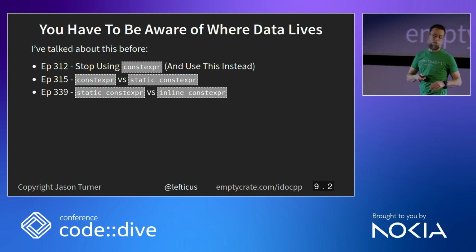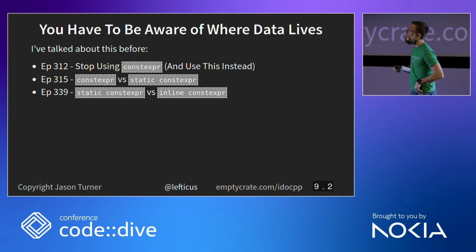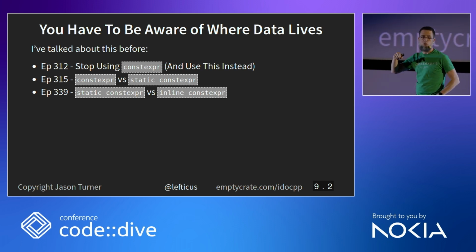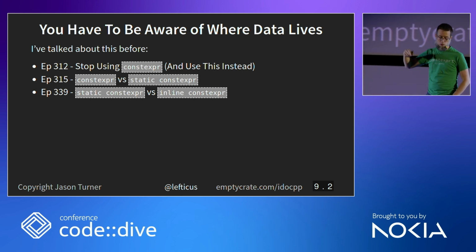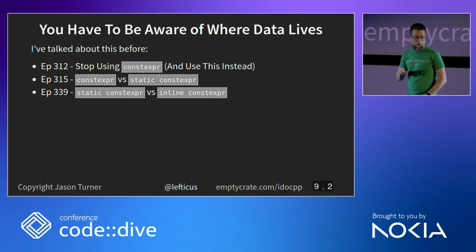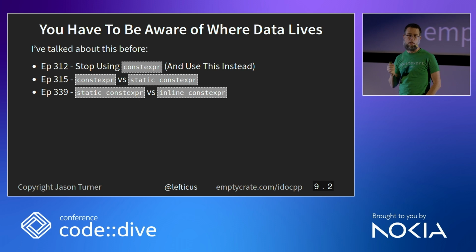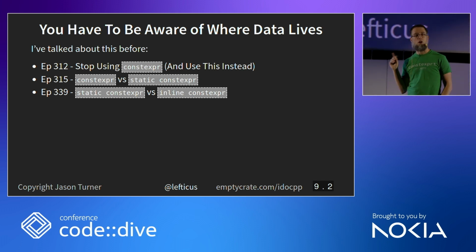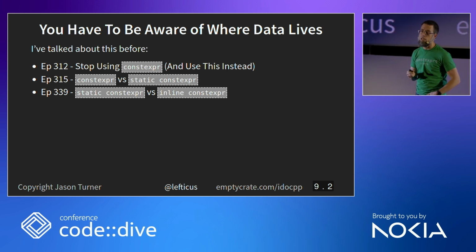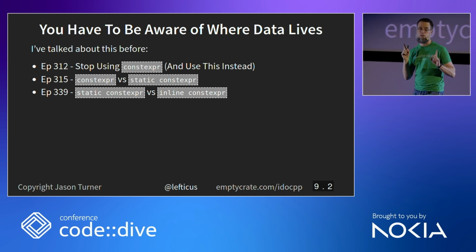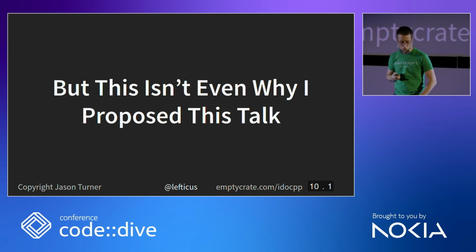You probably mean static constexpr almost every time. And then in 3.15, I actually do a direct comparison of constexpr versus static constexpr. And then in 3.39, there's a conversation about static constexpr versus inline constexpr. You probably don't want static constexpr at namespace scope. You probably want inline constexpr because you want the linker to merge those blobs instead of loading your binary. OK.